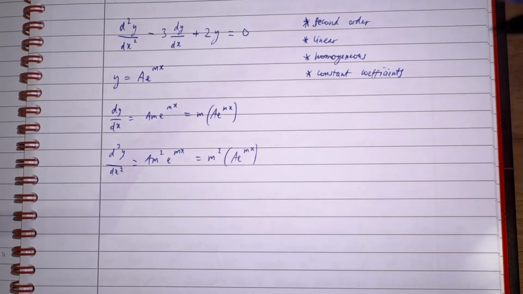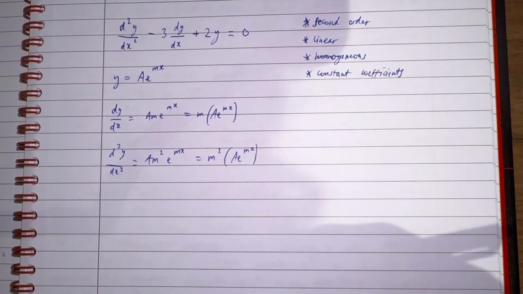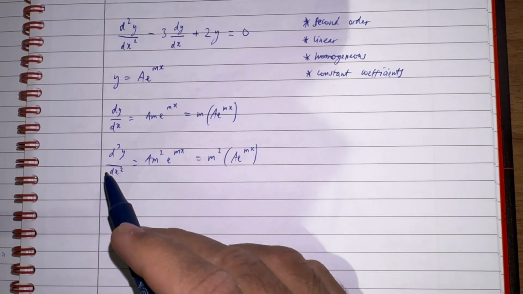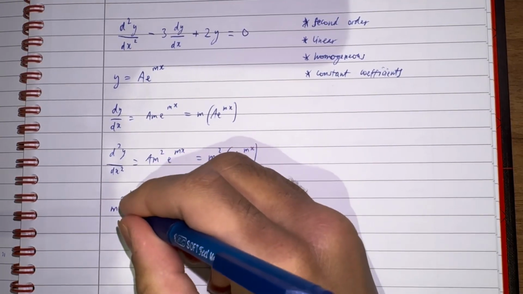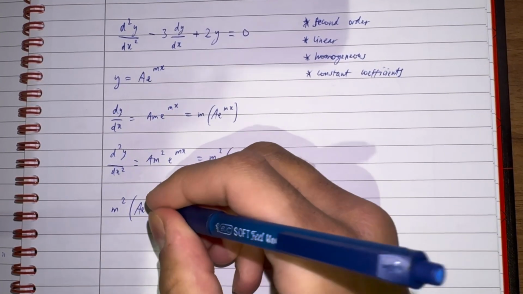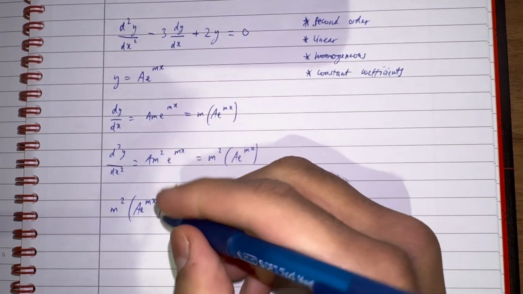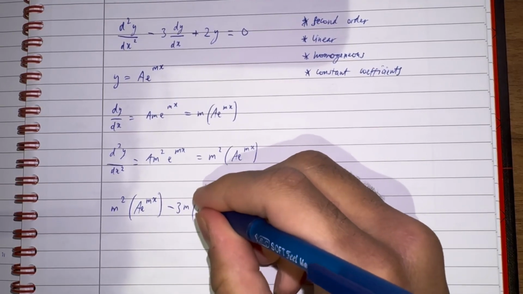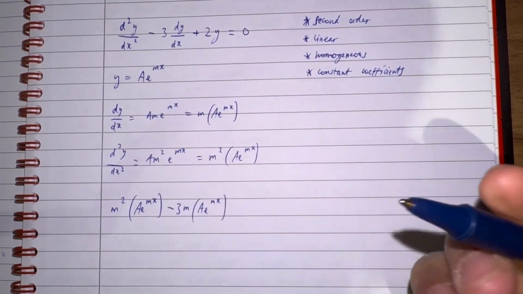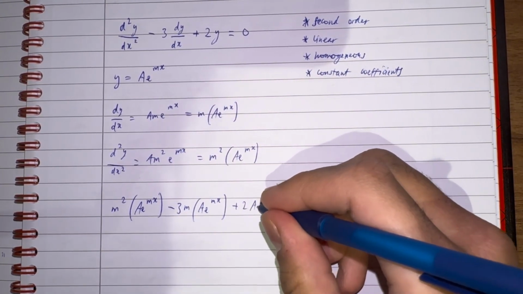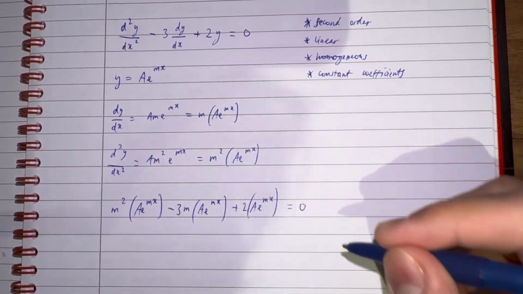which means that we can plug these into the original equation and see if it will work. So let's plug those in. d²y/dx² is the first term, so m² times ae^(mx). Then we have minus 3 dy/dx, so minus 3 times m times ae^(mx). And then plus 2y, so plus 2 times ae^(mx). I can write this in brackets just to make it simpler to see what the next step will be.